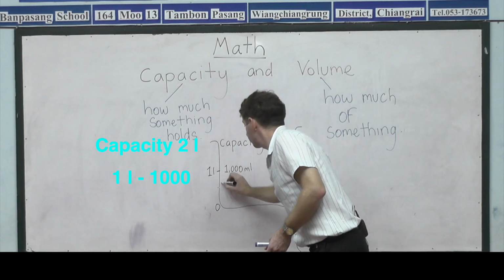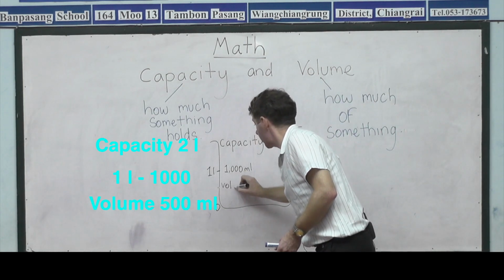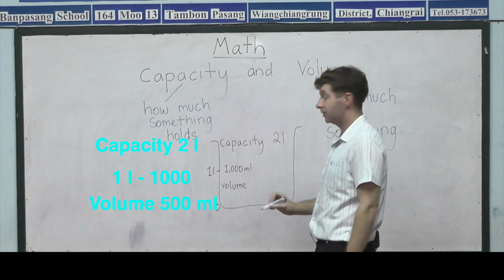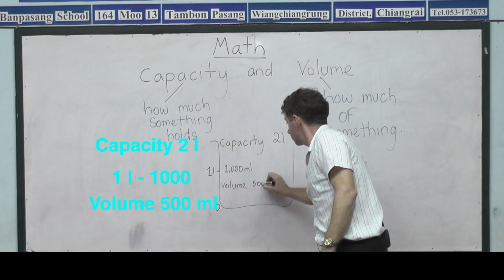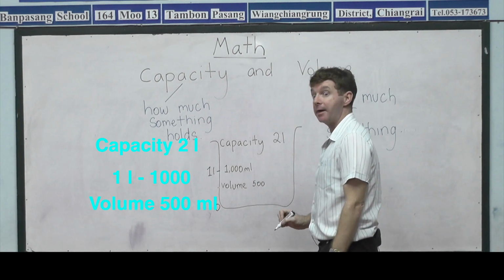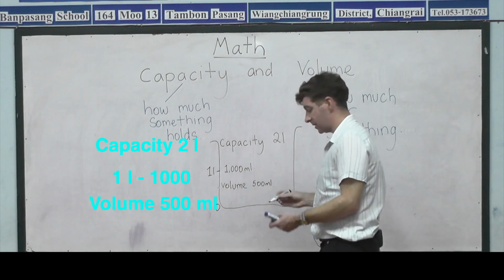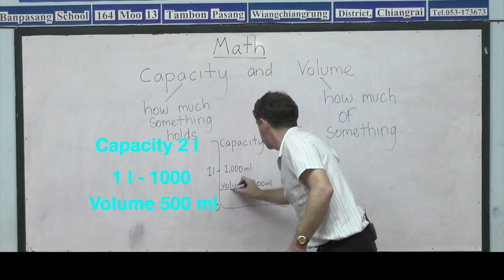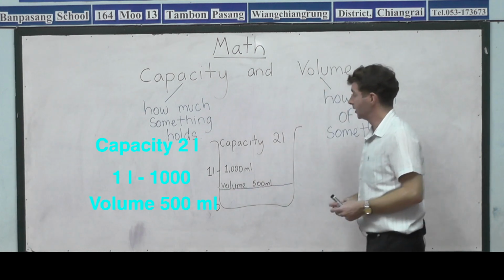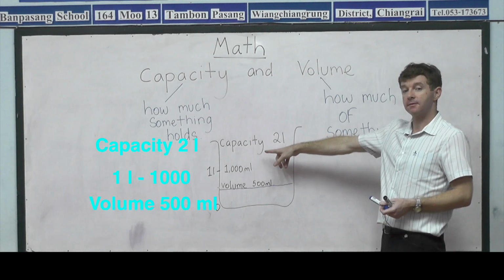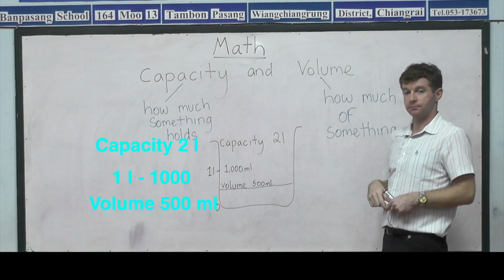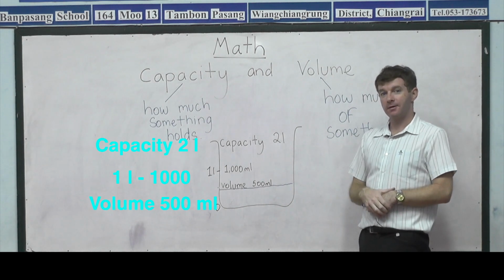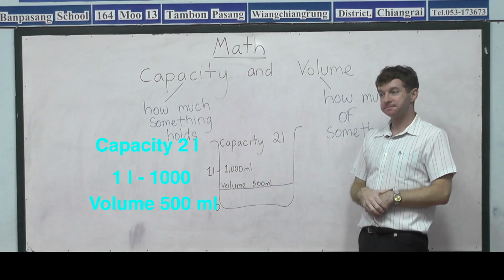So let's say V-O-L-U-M-E, volume, 500 ml. And then just to signify our volume, we will draw our water line. So capacity, 2 liters. Volume, 500 milliliters. Okay, understand, guys?